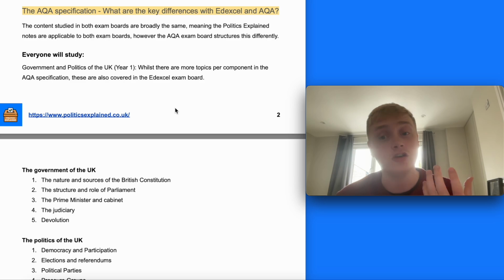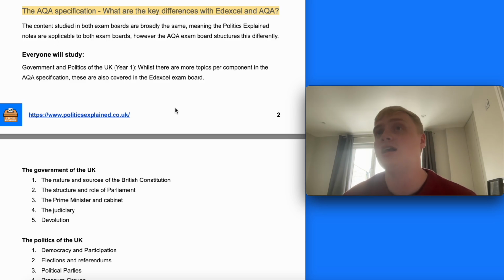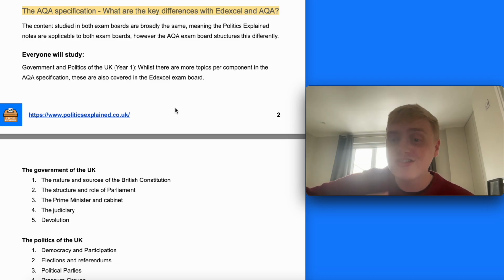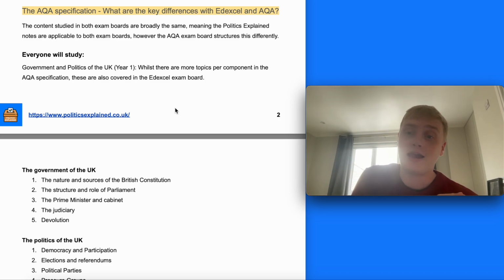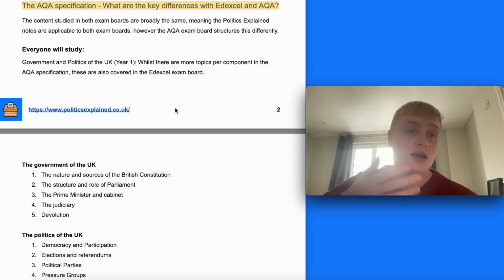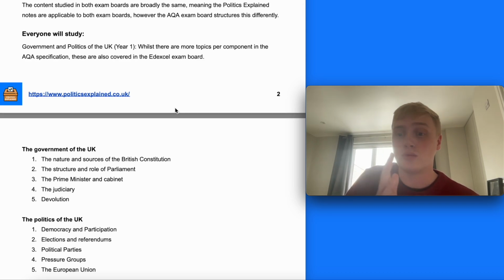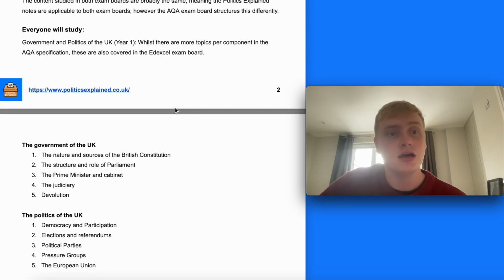For example, on the UK side, in AQA, you study party structures within the political parties, and you don't do that in the UK in Edexcel, but they're largely very much the same debates. So everyone studies the same content. Apart from the optional ideologies, there's no choice in AQA.